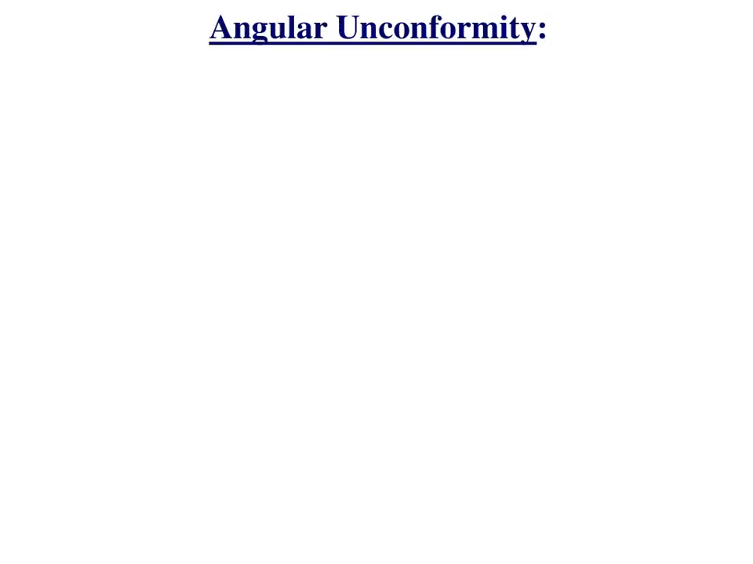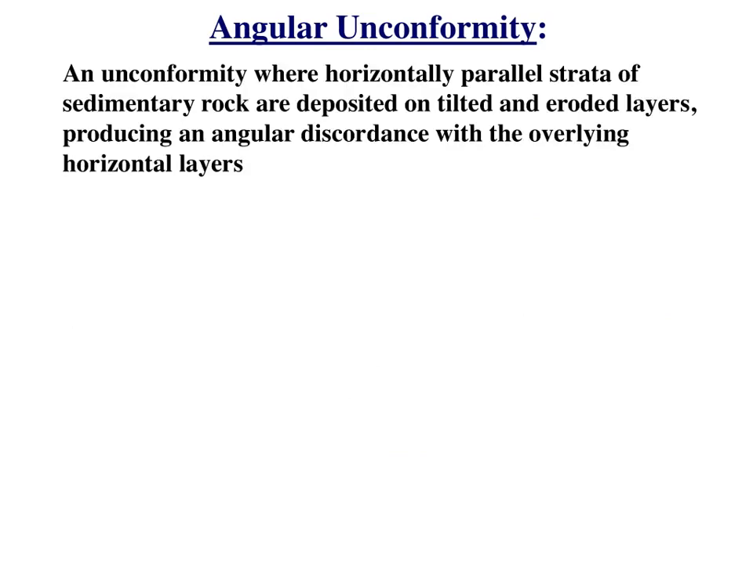An angular unconformity is a slightly more difficult concept. It's an unconformity where horizontally parallel strata of sedimentary rock are deposited on tilted and eroded layers, producing an angular discordance with the overlying horizontal layers. Now that's the definition from the textbook. Don't feel the need to write that down verbatim. I'd rather you, at this point, pay close attention to the diagram that I'm about to draw because I think that helps this make a lot more sense.